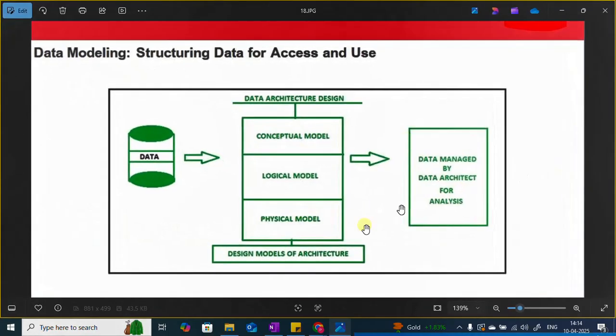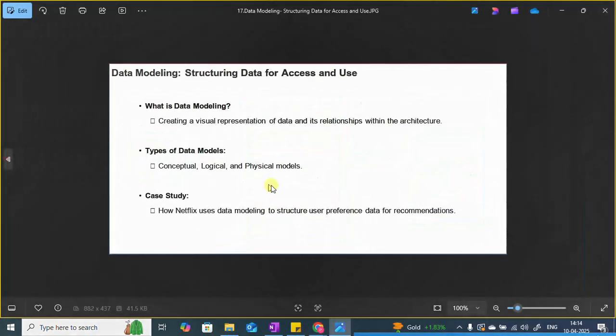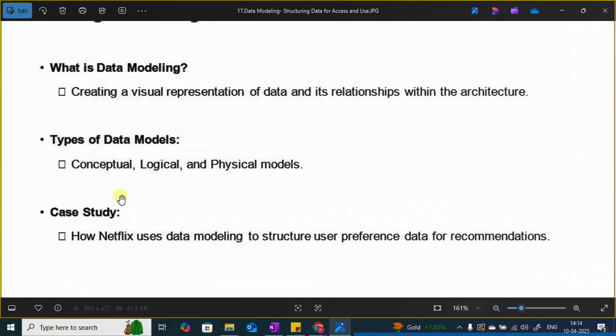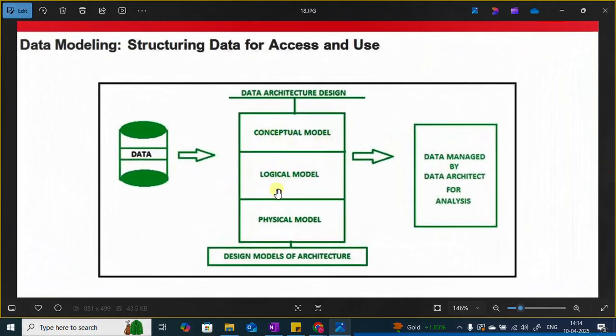Now you can see a typical diagram of data modeling. As I told you, there are three different layers: conceptual, logical, and physical model. So here my data is present. As part of data architecture design, I am creating different layers for the different types of model, that is the design model of architecture. Then the data is managed by the data architect for analysis and all. Clear?